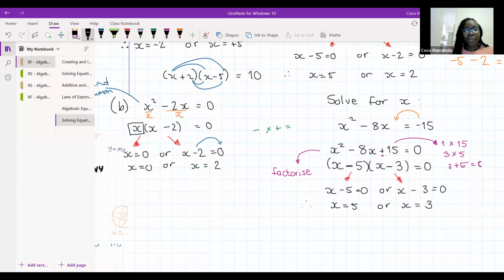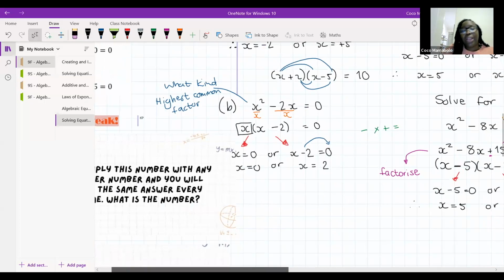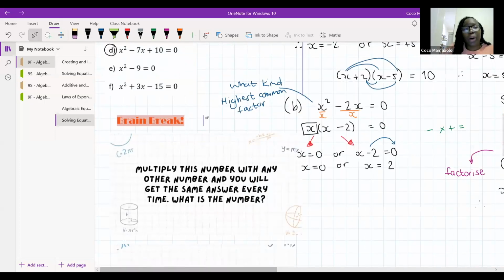What I need you guys to do for me is go practice your factorization. It's very important that we know how to factorize. And I'm telling you guys that factorization is also part of the matric paper at the end of the year. It's there at the very end of your matric paper. So we need to know how to factorize.